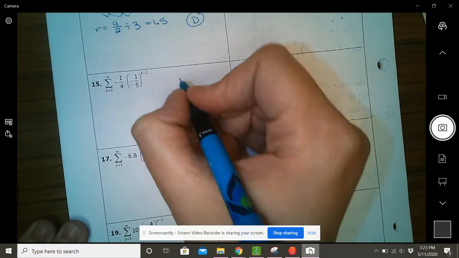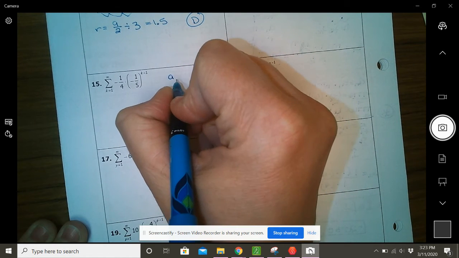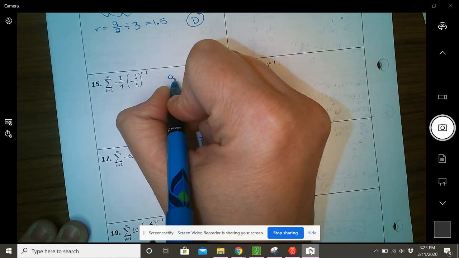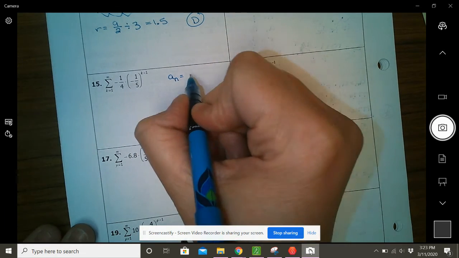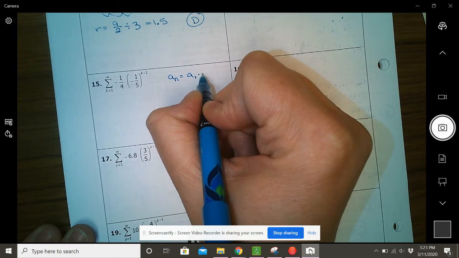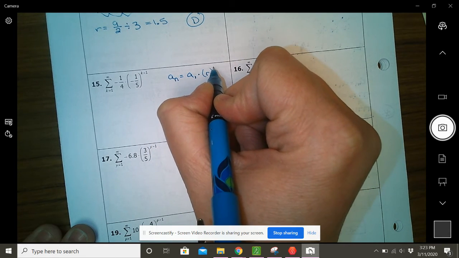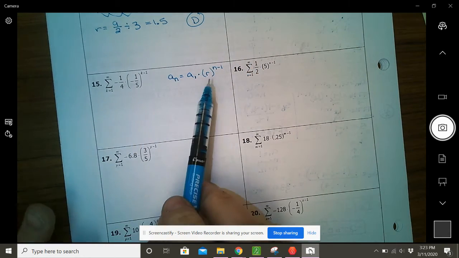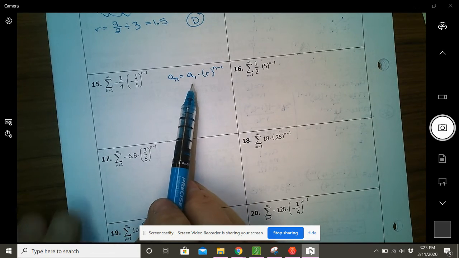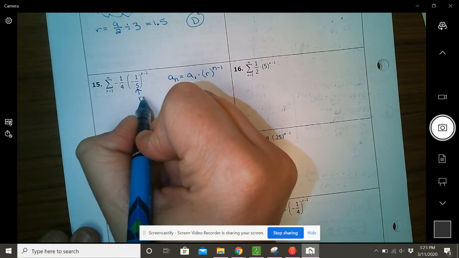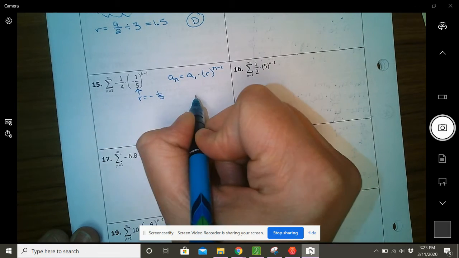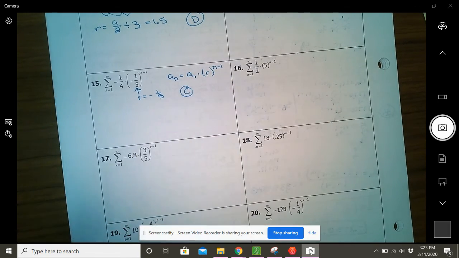Something you may want to jot down here is your geometric sequence formula. The geometric sequence was a sub 1 times that r value to the n minus 1. And that just helps you pick out everything here. If you had to know what is the r value, sitting right here, the r value is negative 1/5, which means this is a convergent series, which means I can find the sum value.